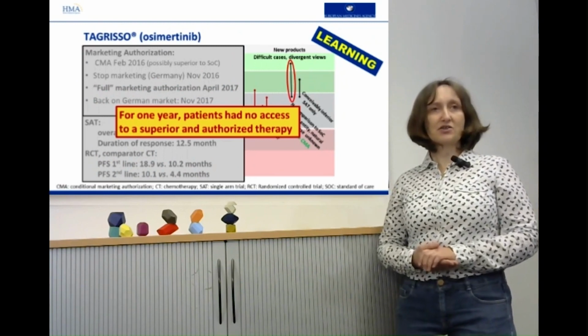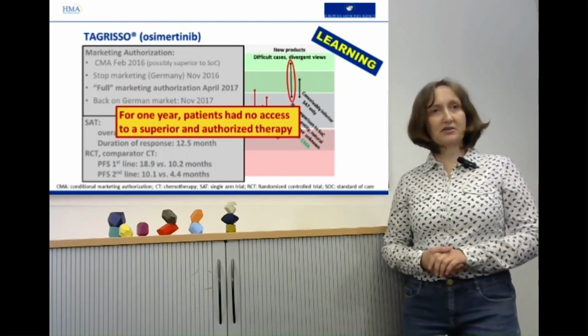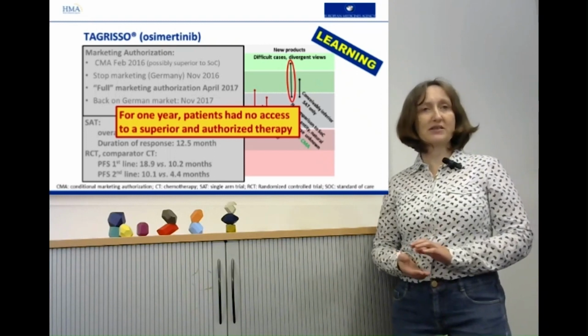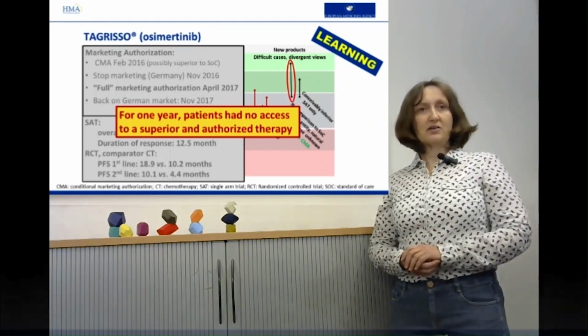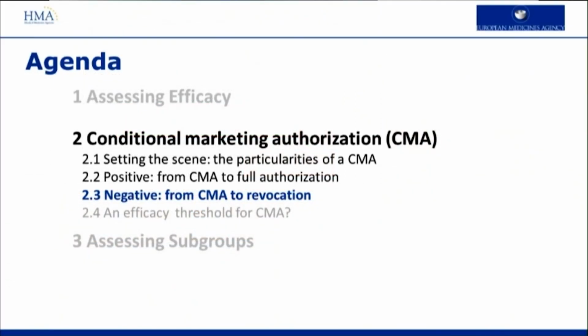Of course, the higher uncertainty in the conditional marketing authorization will not always end well. Conditional marketing authorization will need to be completed or confirmed with additional data. And while most CMA in the end will become a full marketing authorization, unavoidably there will be some that will not be able to provide these data. Some will fail to confirm the positive view that we had when we granted the CMA.